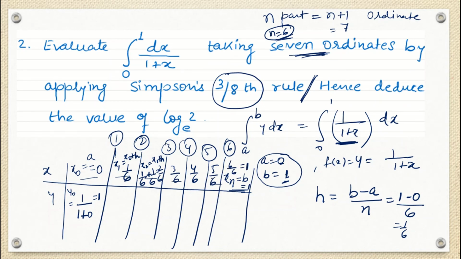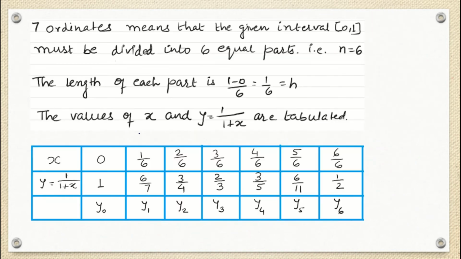Okay, now you are going to write down all those values. This will be what? 1 by 1 plus your x1. x1 is 1 by 6. So you will get the value here. Similarly, you have to fill everything in this table. Fine. So same thing we have done here. Same thing we have done here also. Okay.